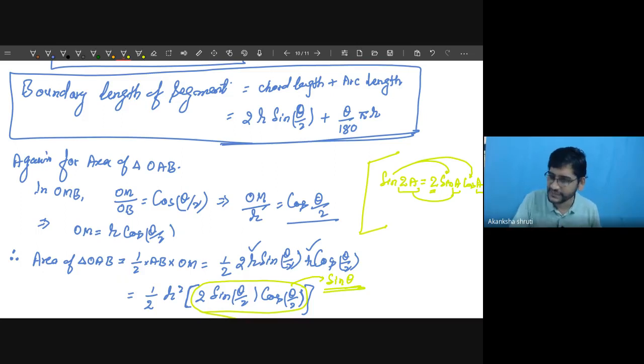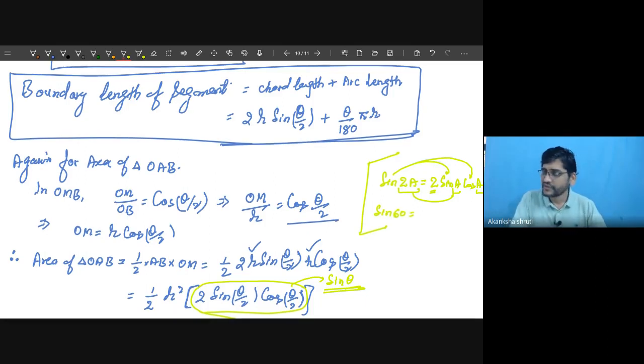How to verify? Let me take, student, one of the angles, say sine of 60 degree. Could you recall what is the sine of 60 degree? It is root 3 by 2. But you take the sine of 30 degree. Sine of 30 degree is 1 by 2. Cos of 30 degree is how much? Root 3 by 2.